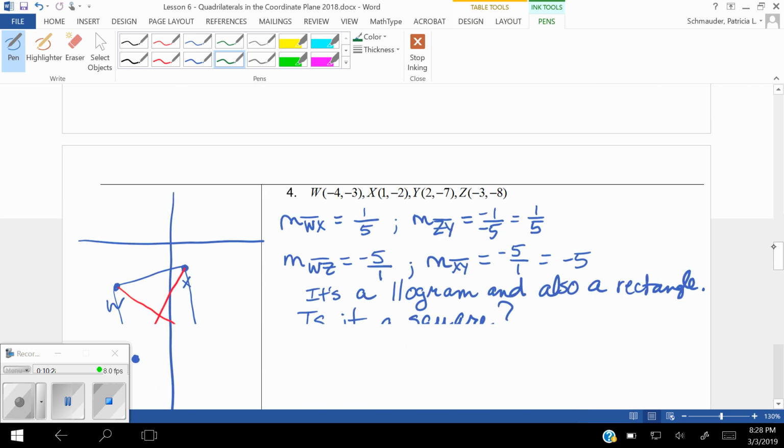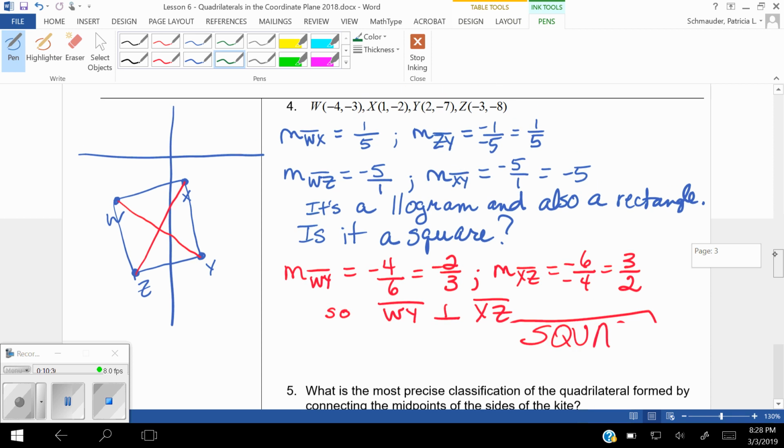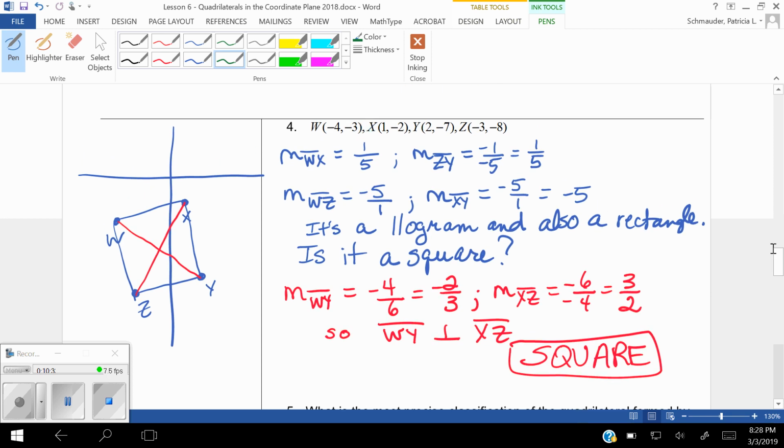Okay. On the fourth one here, just like always, found the slopes of the opposite sides, and yes, both pairs of opposite sides are parallel, so it's a parallelogram. But look, I can see that because consecutive sides are perpendicular, it's also a rectangle. Now I got to check to see if it's a square.